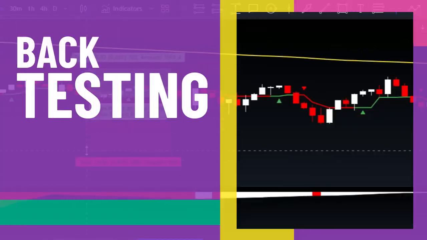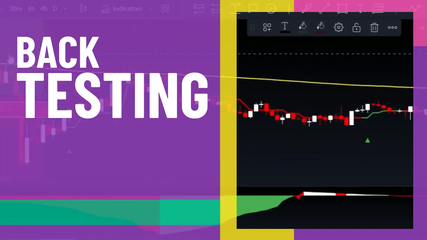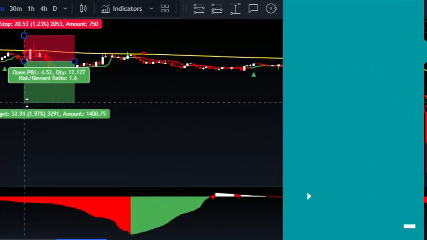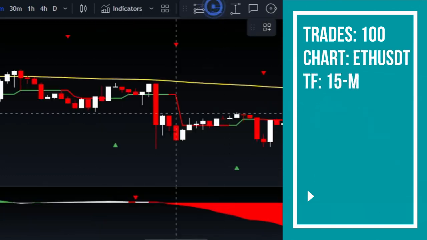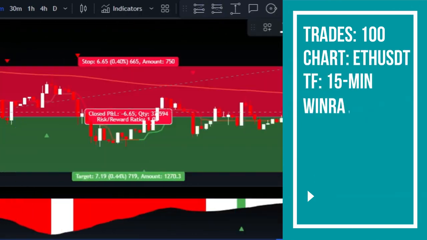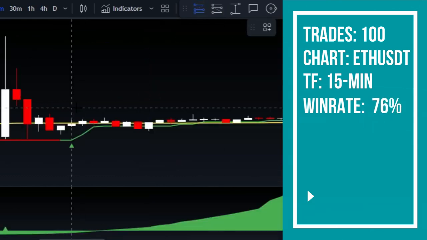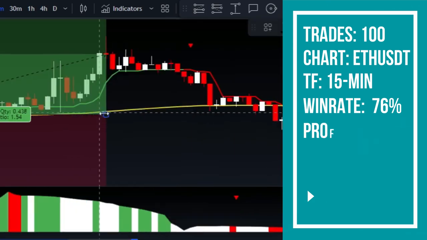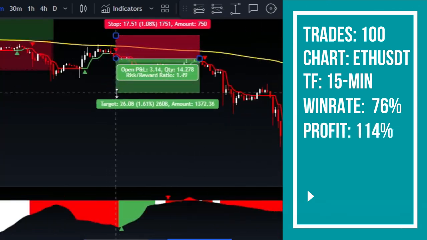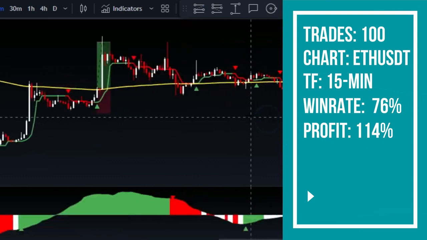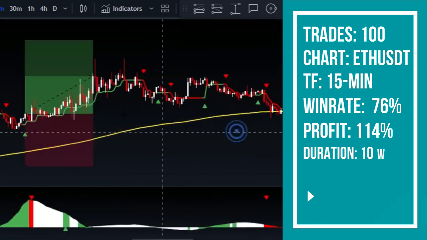Now that you grasp the ins and outs of this strategy, let's dive into the outcome of our backtesting. So after running 100 trades on the Ethereum chart with a 15-minute time frame, our win rate was an impressive 76%. To put it in perspective, we secured a remarkable 114% profit from those 100 trades. What's even more noteworthy is that we identified these 100 setups in just 10 weeks.